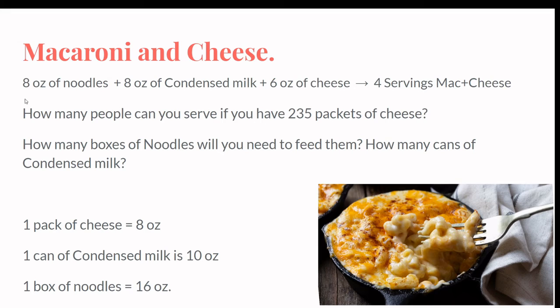But my mac and cheese recipe is actually a really, really simple one, okay? I use 8 ounces of noodles and 8 ounces of condensed milk and 6 ounces of cheese to make 4 servings of mac and cheese.